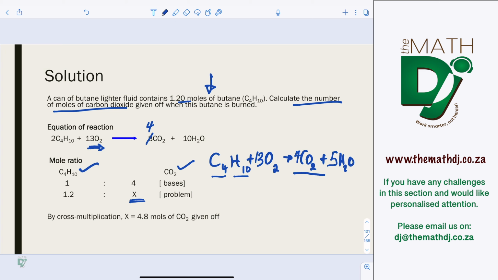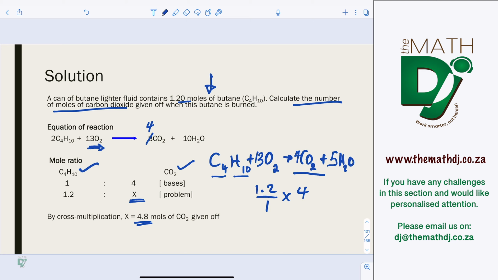So when you use the conversion, it will be 1.2 over 1 times 4. So basically you get 4.8 moles of carbon dioxide given off. So remember, the question was saying calculate the number of moles.